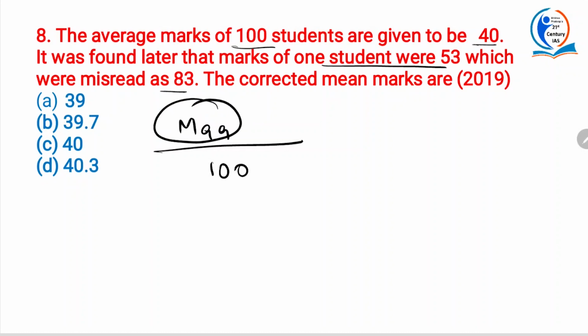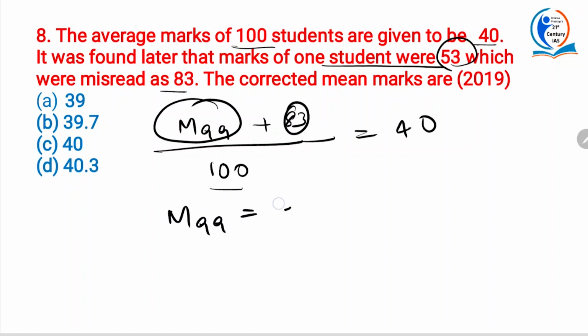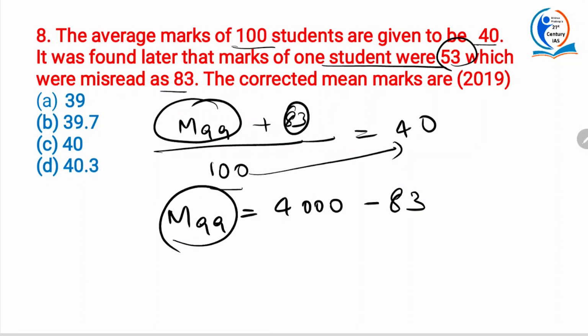So let M99 be the sum of the scores of 99 students. We have an issue with only one fellow. His marks are actually 53, but by mistake they were written or misread as 83, and the average is 40. Sum of the scores by number, that is the average, is 40. So what is M99? M99 is 4000 minus 83, since the 100 goes there. So this is M99.